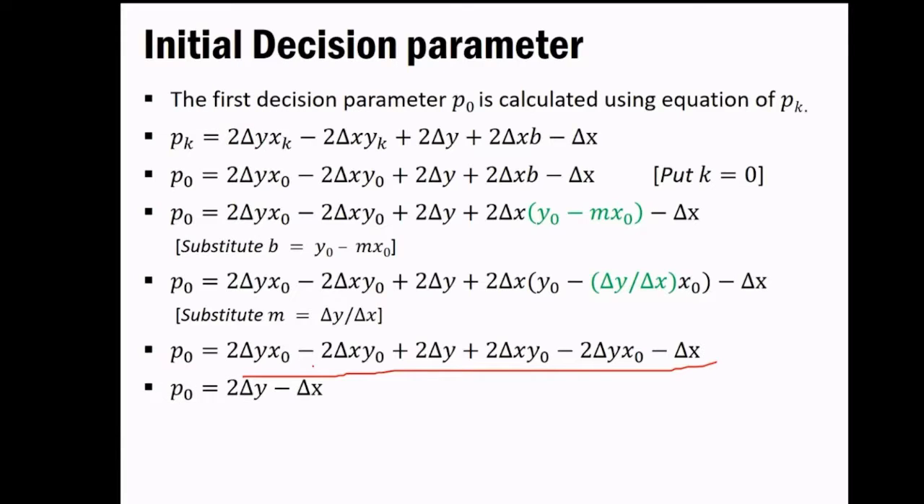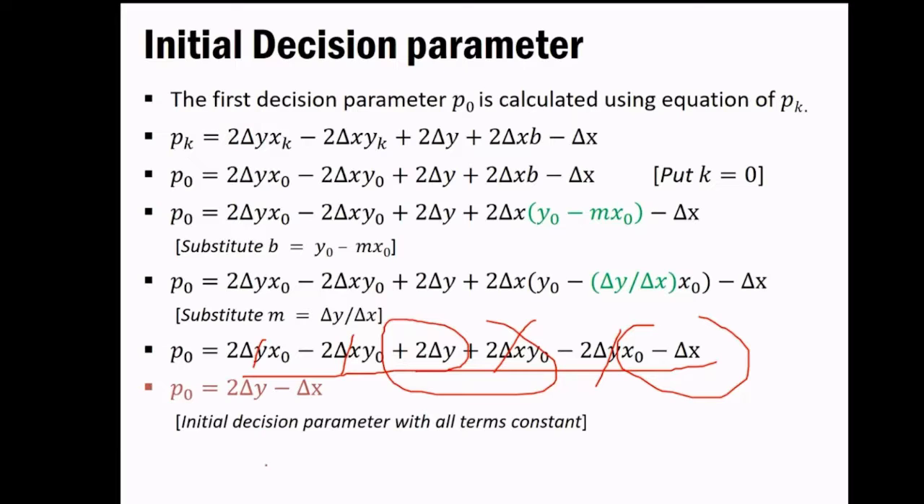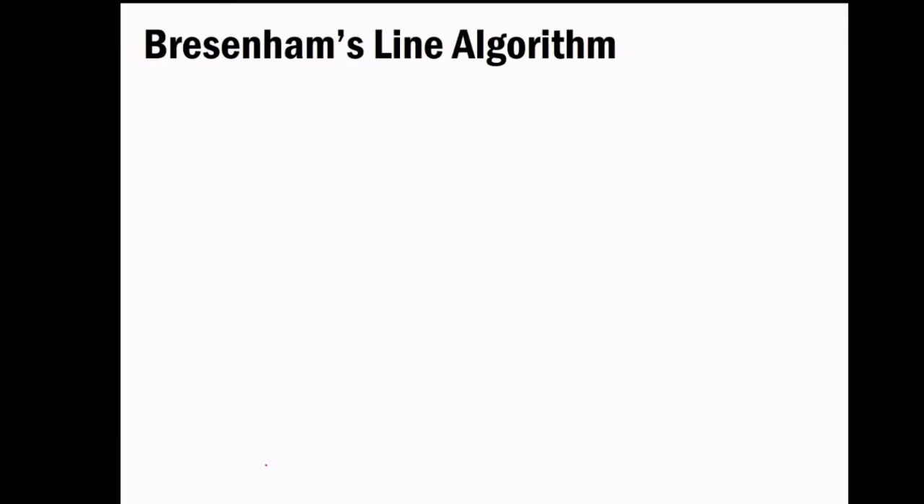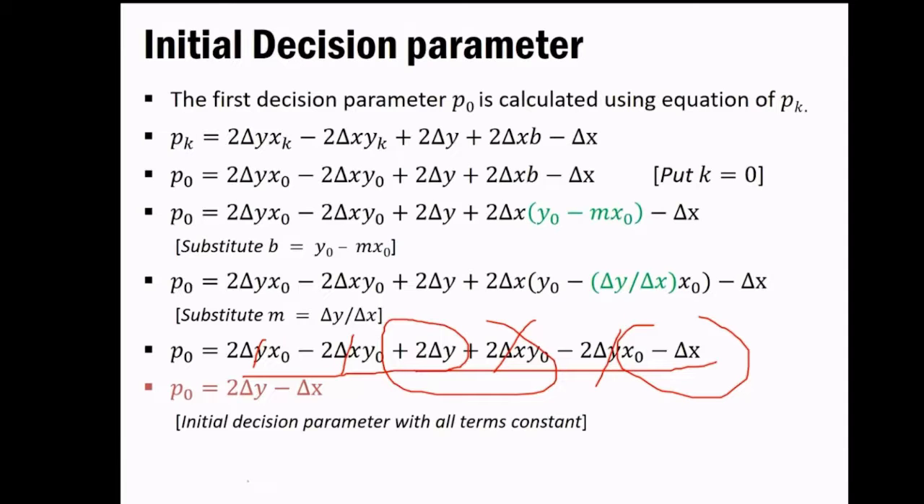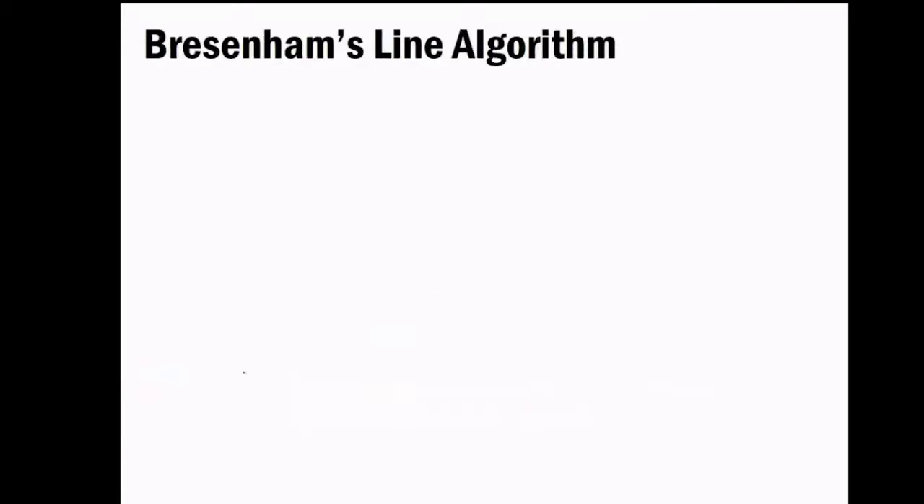After simplifying the whole of this, what remains in our hand is 2 delta y minus delta x. Each and everything that we have would be subtracted. This thing would be deducted and then this thing will also be deducted. So the remaining thing is 2 delta y minus delta x, and this is the initial decision parameter that we have in our hand. You have to write this down in your notebook: 2 delta y minus delta x.